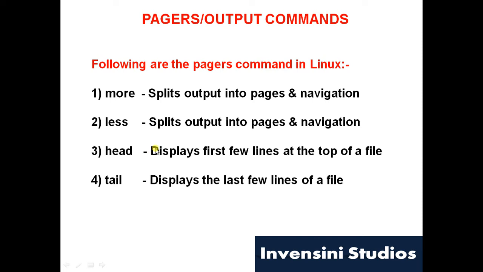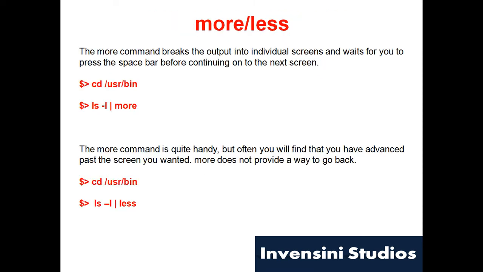Similarly, when you have a large file and you just want to peek into it, you can use head. By default, head displays 10 lines from the top, and in the case of tail it shows 10 lines from the bottom. In fact, you can specify any number of lines. We'll see that in detail. So let's understand more and less in more detail.